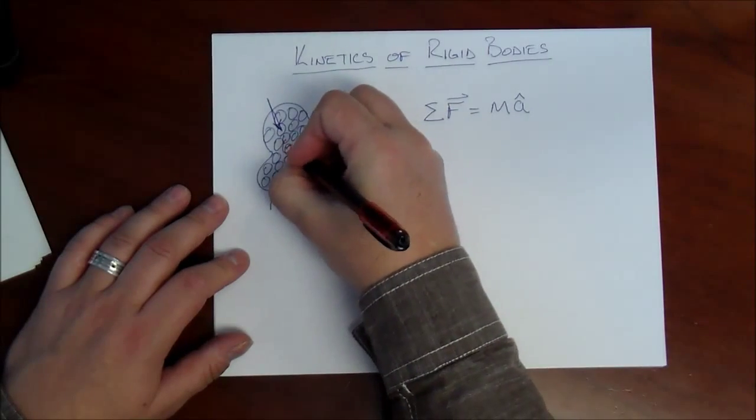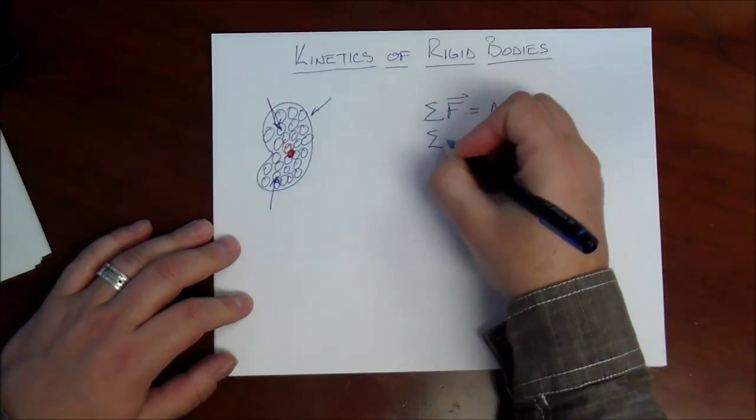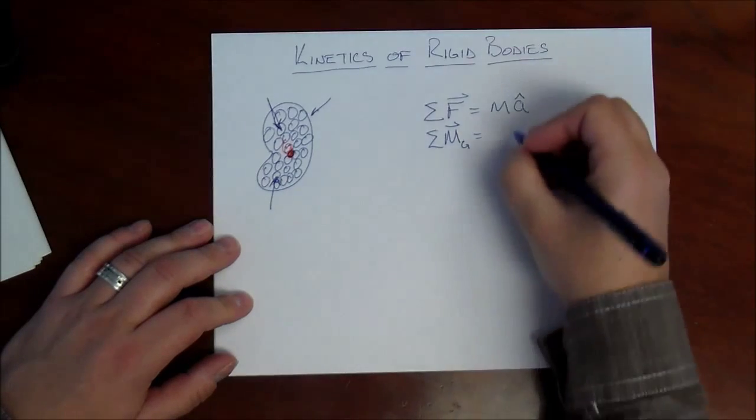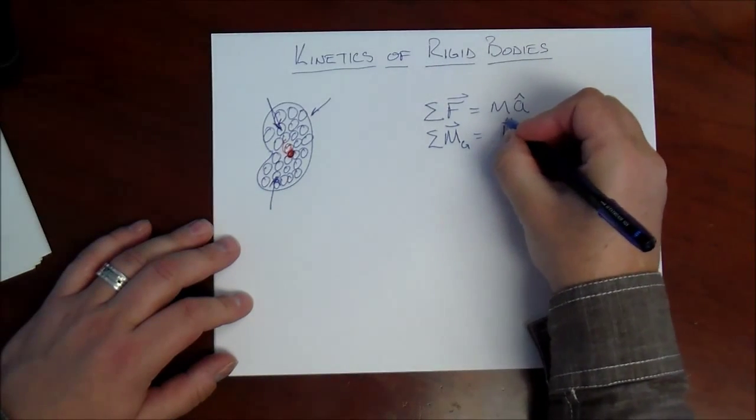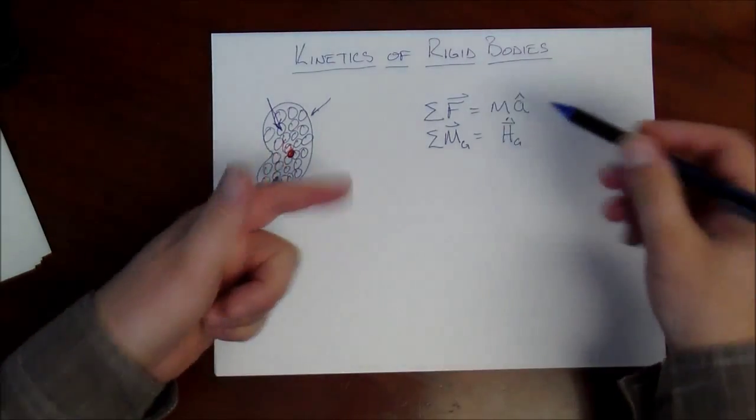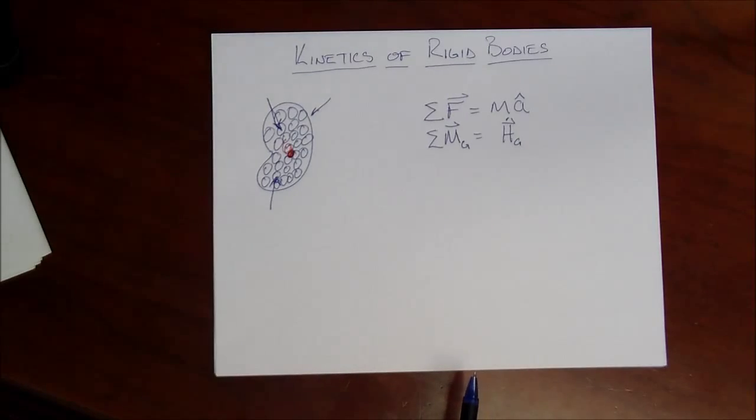We called it G. And the second equation was the sum of all moments about that mass center is equal to the time rate of change of the angular momentum about the mass center. And so we can use these two equations for the kinetics of rigid bodies, just like we did for systems of particles.